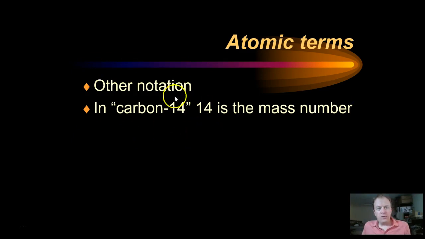A couple more things here. I just want to mention that sometimes you'll see carbon-14 or, I don't know, chlorine-37 or whatever. When you see that, this second number is the mass number, so don't be thrown off by that. When I say carbon-14, I mean carbon with a mass number of 14. So that's another way to communicate the mass number of a particular isotope.